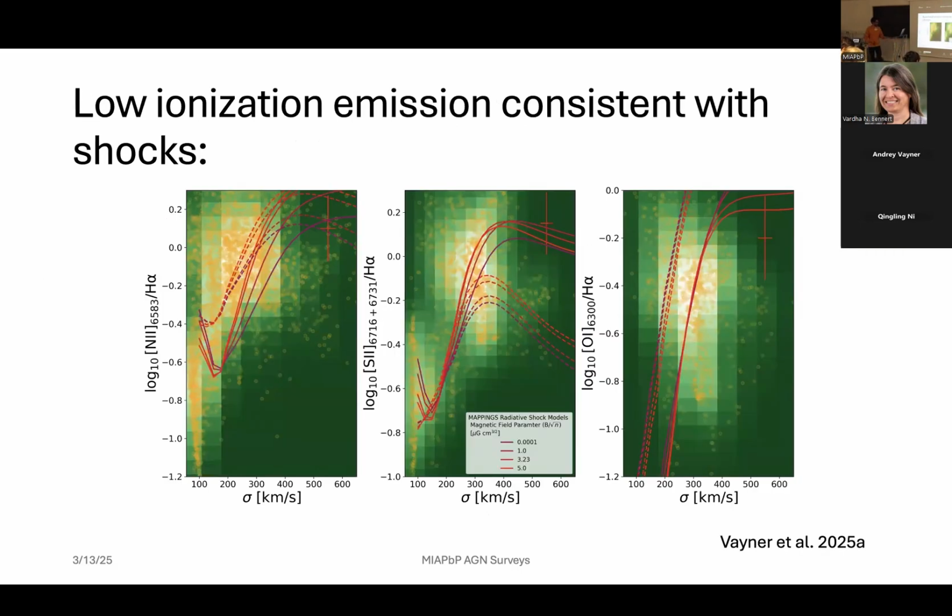And so similarly, I did this exercise where I looked at the line ratios between nitrogen 2 and H alpha, sulfur 2 and oxygen 1 against the velocity dispersion. And very similarly, we see these trends where at a higher velocity dispersion, we see an enhanced ratio. And again, this time a little bit more in depth, confirming that if you take the MAPPINGS radiative shock models, you can actually explain these line ratios quite well, making some assumptions about the metallicity, which I can talk a little bit more about. But as we found, it is a little bit dependent on the assumption of the metallicity of the gas.